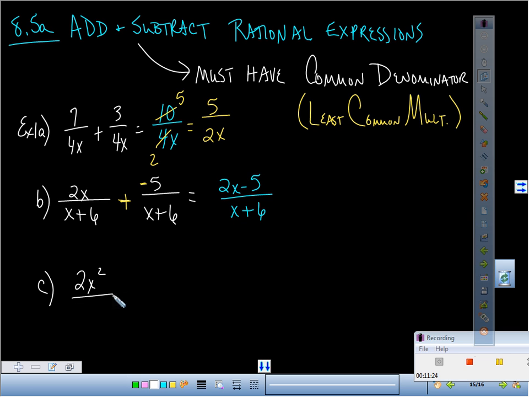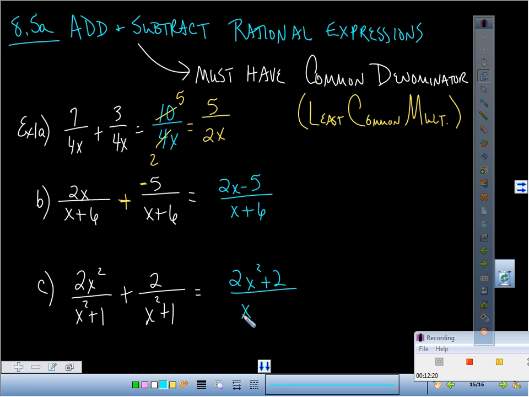Okay? So 2x squared over x squared plus 1 plus 2 over x squared plus 1. All right? I'll give you a minute. Okay, y'all got it? What y'all get for the answer? It's 2. It is 2. Okay? Because look what you get. On the top you get 2x squared plus 2, and on the bottom you get x squared plus 1.